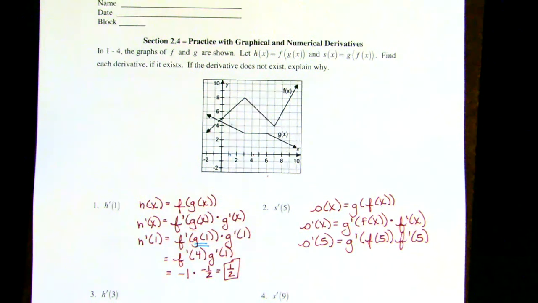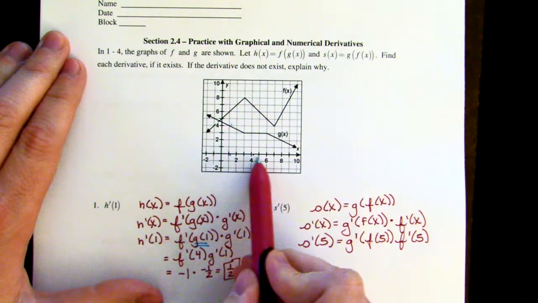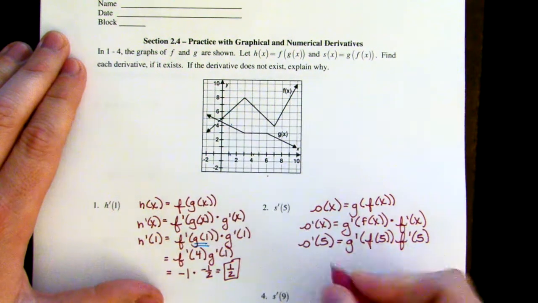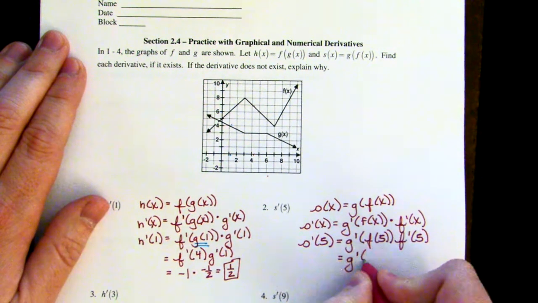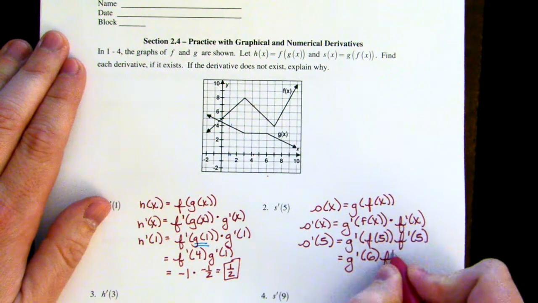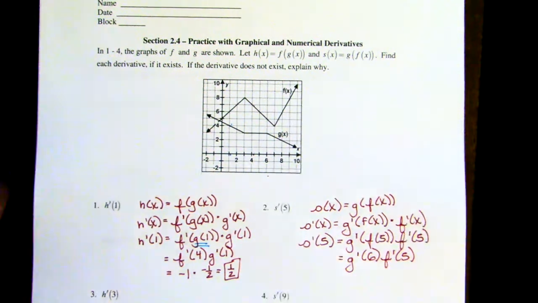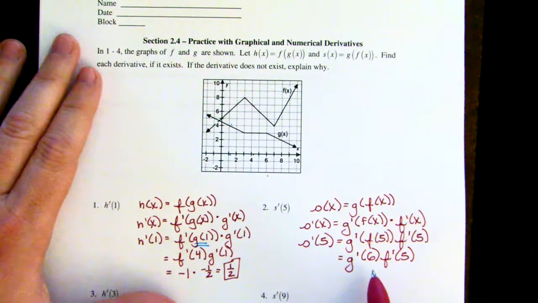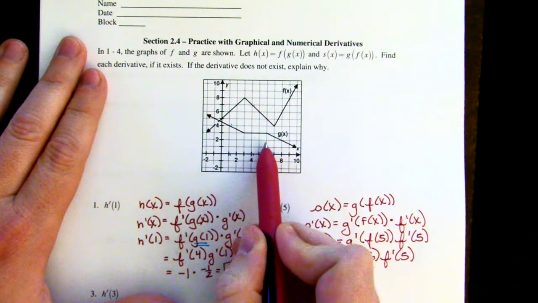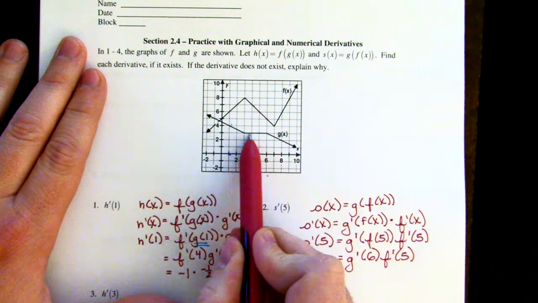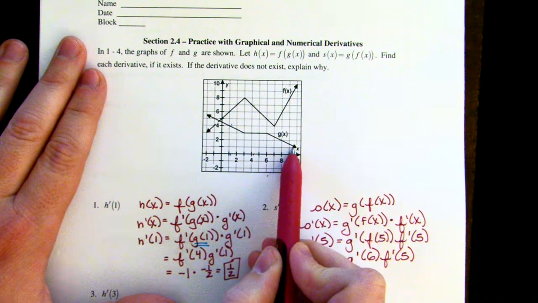Next thing that needs to happen, you need to go find f of 5. What's f of 5? My f function, I think f of 5 is 6, so this becomes g prime of 6 times f prime of 5. Next, go figure out g prime of 6. What's g prime of 6? G prime of 6, which means tell me the derivative when x equals, oh, hold on. Looks like we've got a sharp turn at x equals 6.